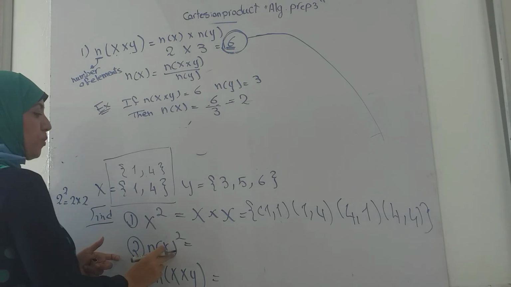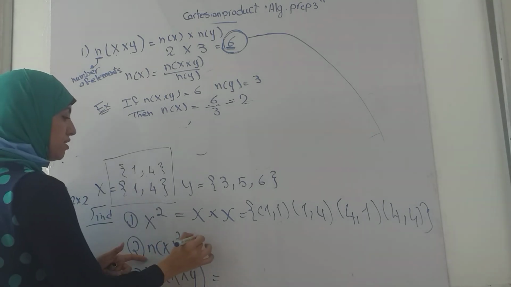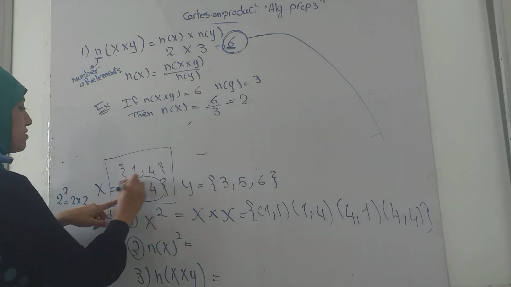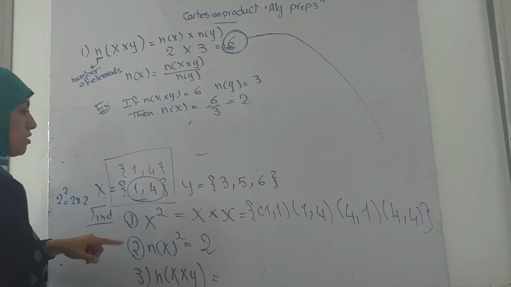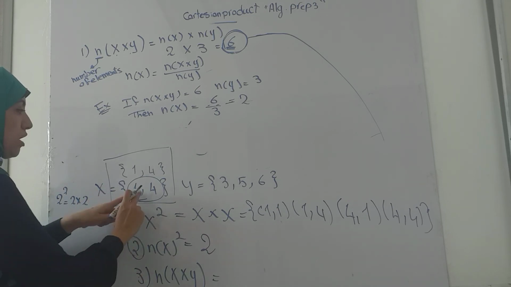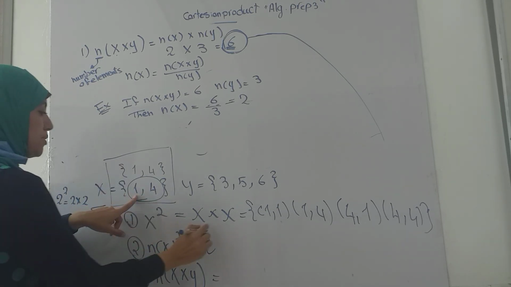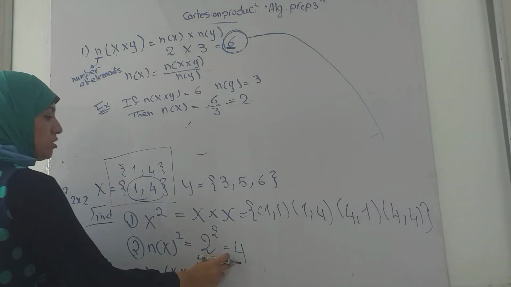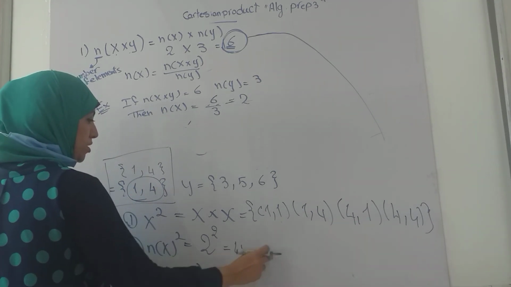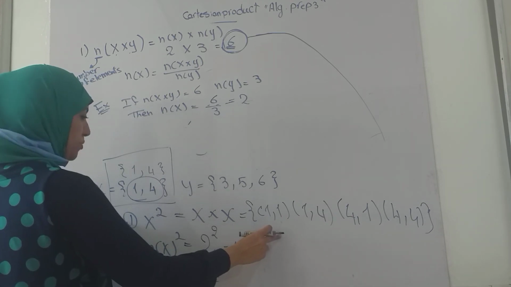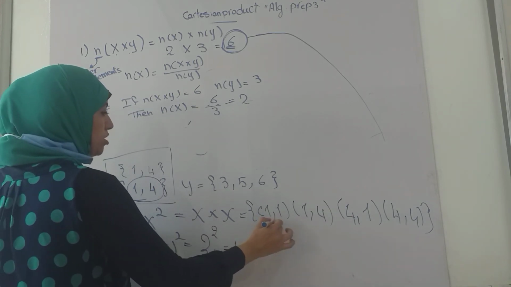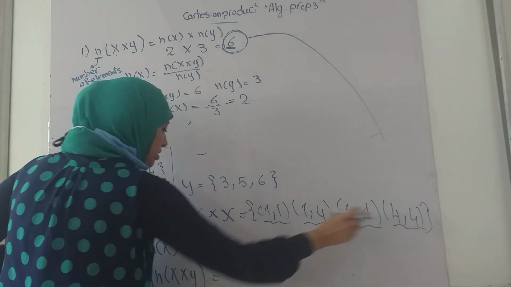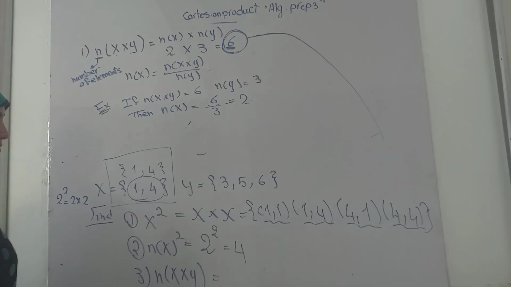What about n of x power 2? It means the number of elements in x power 2. What is the number of elements in x? 2 elements. 2 elements power 2 equals 4. This 4 makes sure of my earlier answer. How many ordered pairs do I have? 1, 2, 3, 4. So they really are 4 elements.